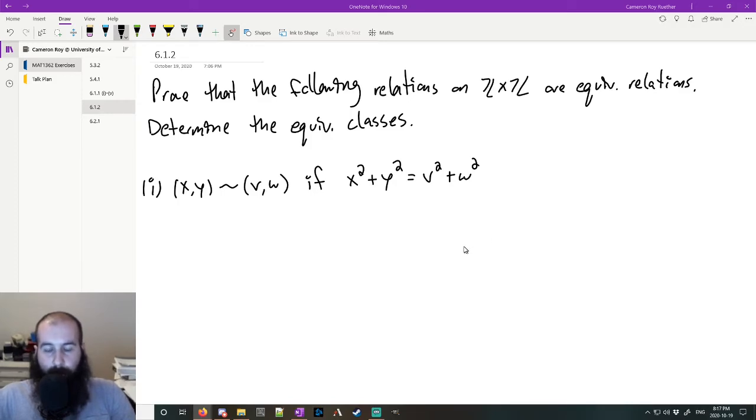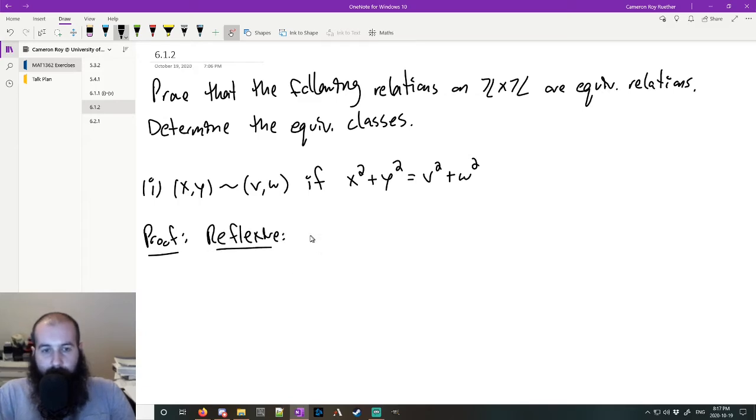6.1.2 asks us to prove that some relations on the Cartesian product of Z cross Z are equivalence relations, and after having done so, to determine what the equivalence classes are. I'll prove that the first one is an equivalence relation. The proofs that the later examples are equivalence relations are similar because they're all defined in terms of equality, and we'll determine their equivalence classes. So, proof that this is an equivalence relation: we need to show that it is reflexive.